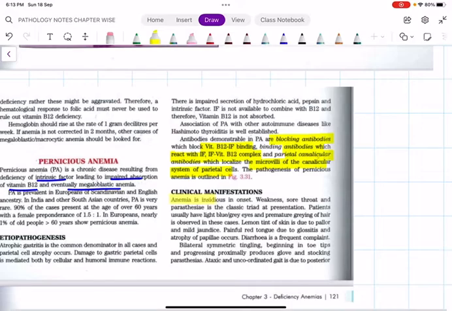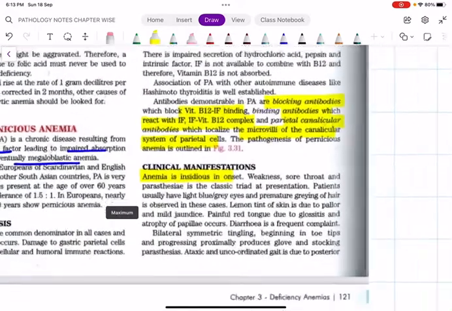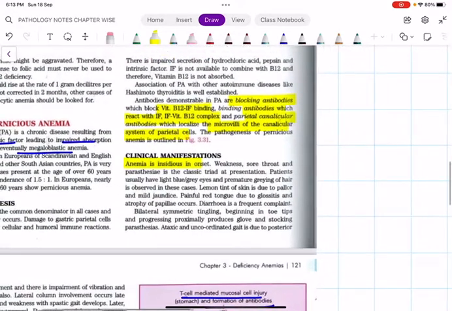Anemia is insidious in onset. And what is the classical triad of pernicious anemia? They may ask this question: weakness, sore tongue and paresthesia. It is a classical triad of presentation.